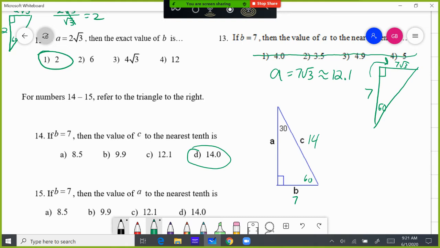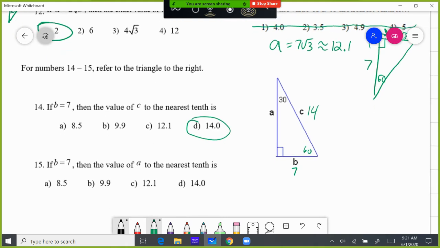And then 15, if B is 7, oh, same starting point. So now to find the value of A, the side opposite to the 60-degree angle, you multiply 7 times the square root of 3. And oh, we actually did this already. We did it up here. 7 square root of 3 is approximately 12.1.